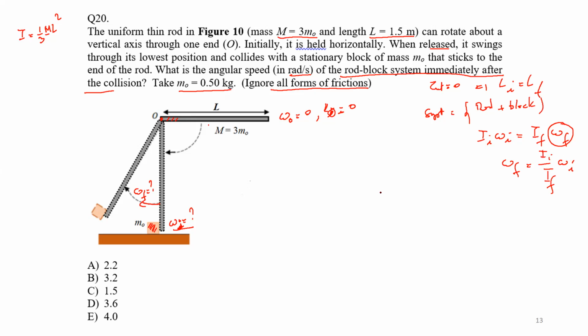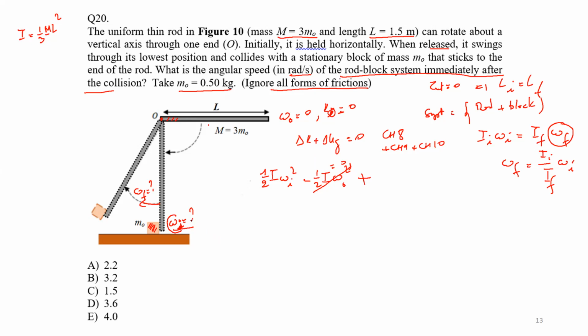But first I have to find what is this omega initial. Let's go and find the omega initial. Now omega initial, I will use conservation of mechanical energy. Delta K plus delta UG is equal to 0, chapter 8. But here also I will use chapter 9 plus chapter 10. Now K final is half I omega final square, but this omega final, I call it omega initial, omega i square, minus half I omega 0 square. So this is 0 because omega 0 is 0.